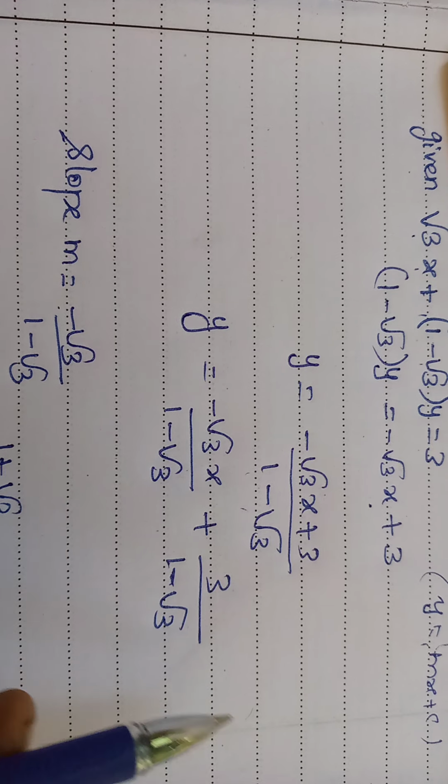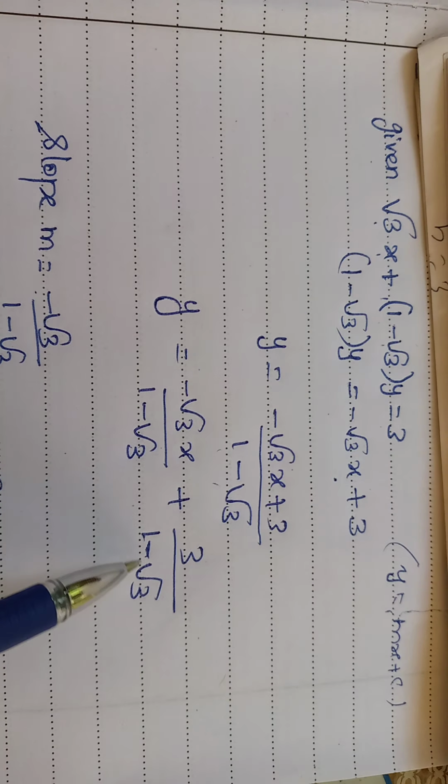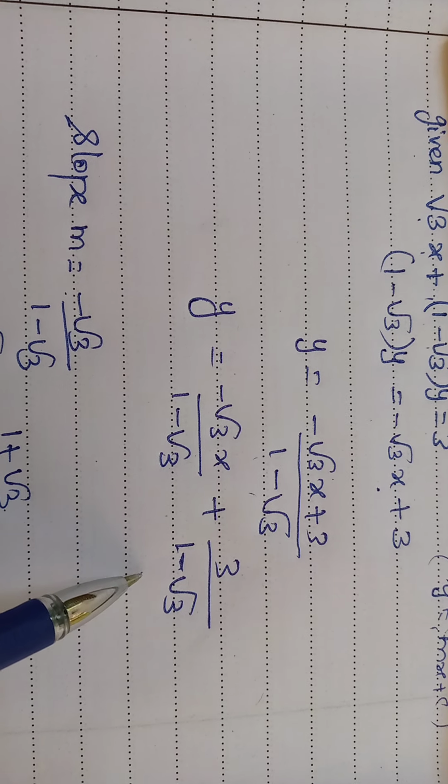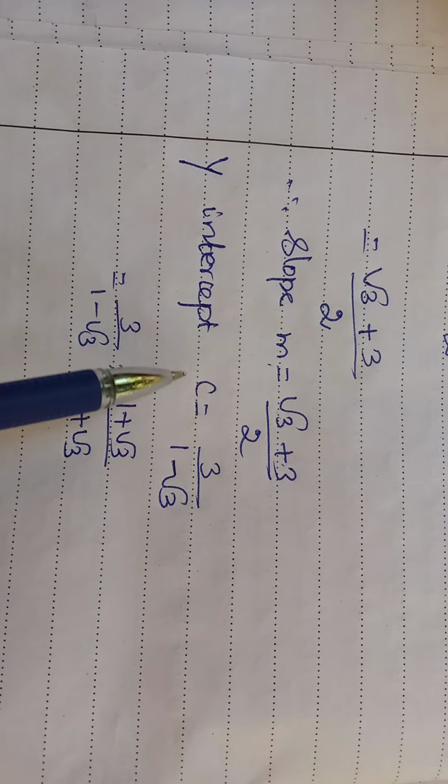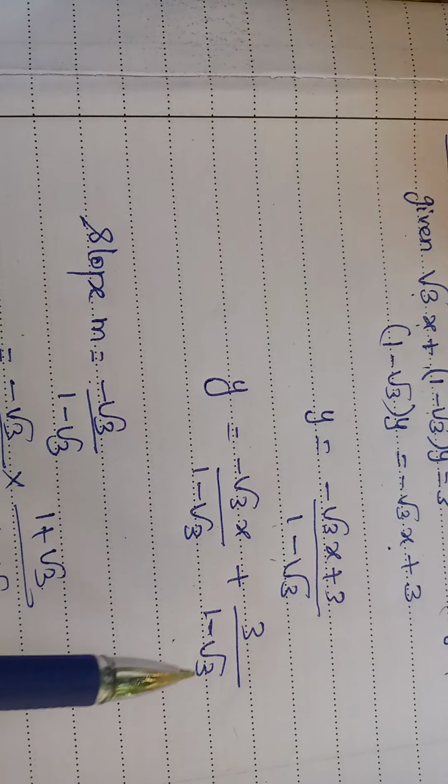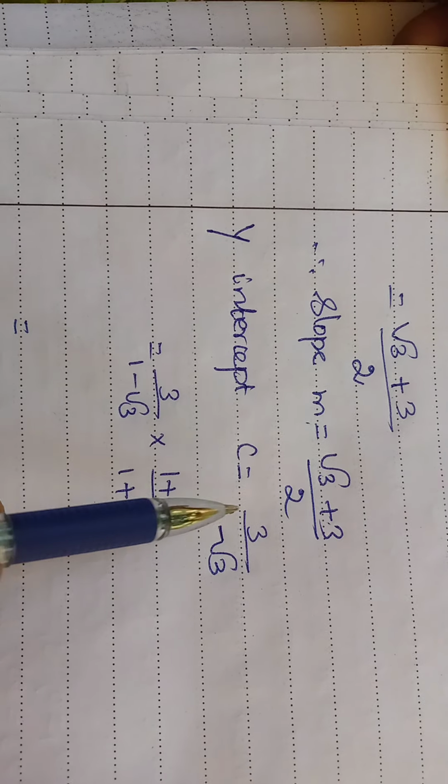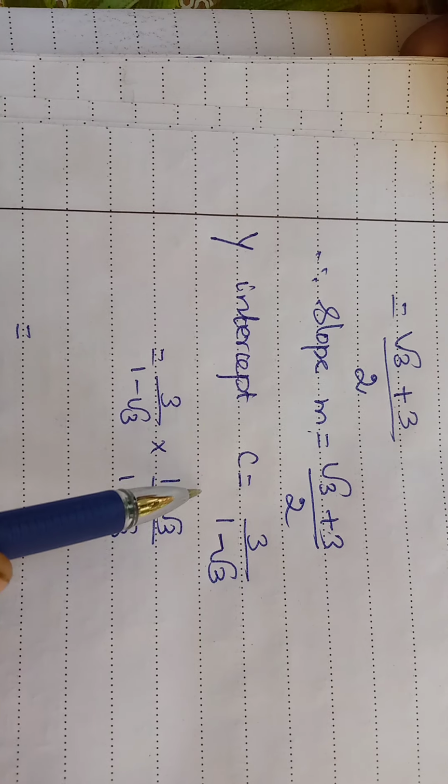Similarly we can find the y-intercept. Y-intercept means this constant term. So y-intercept c is equal to 3 by 1 minus root 3. This constant term is 3 by 1 minus root 3. So here also we have to rationalize the denominator.